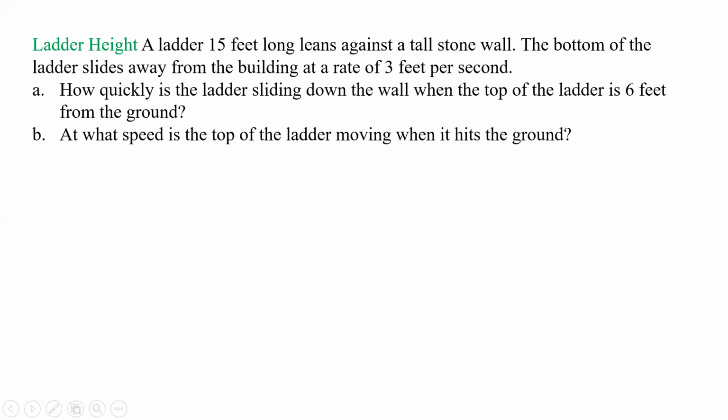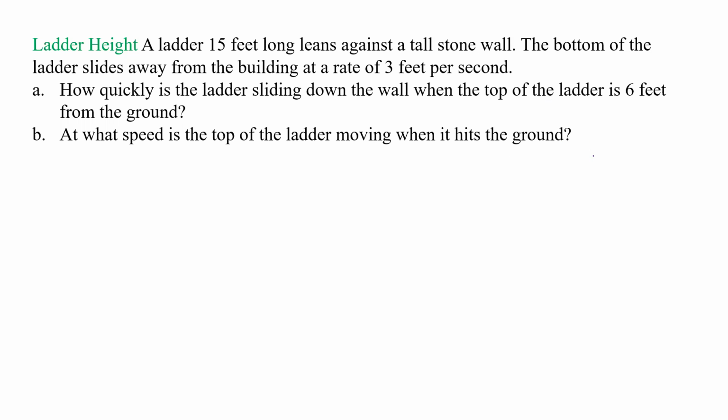All right, so here we have a ladder that's 15 feet long and it leans against the tall stone wall. The bottom of the ladder slides away from the building at a rate of 3 feet per second. How quickly is the ladder sliding down the wall when the top of the ladder is 6 feet from the ground? And then what speed is the top of the ladder moving when it hits the ground?